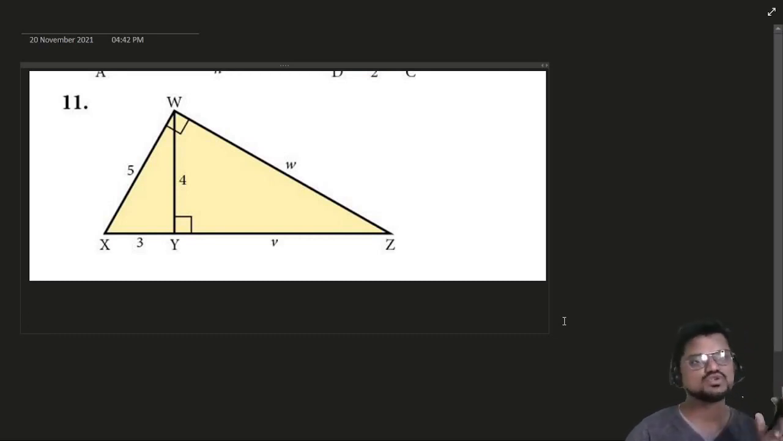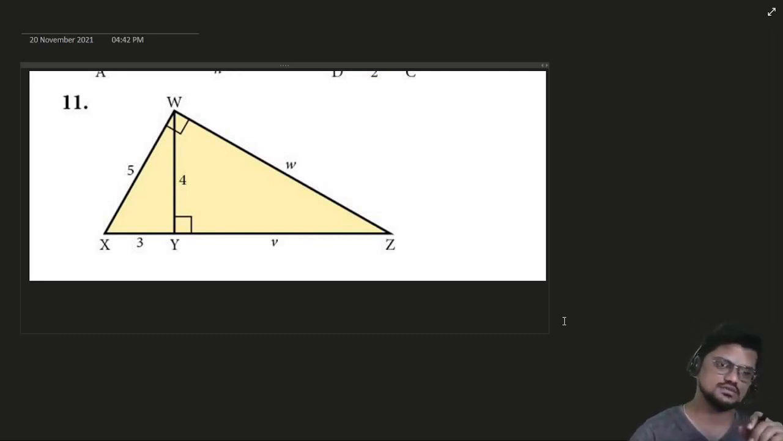First tell me which two triangles are similar.